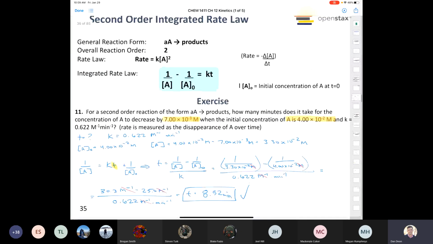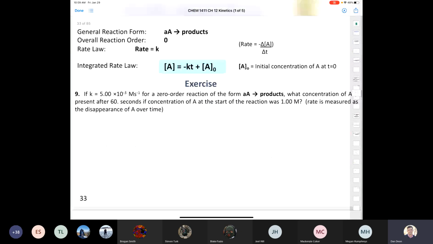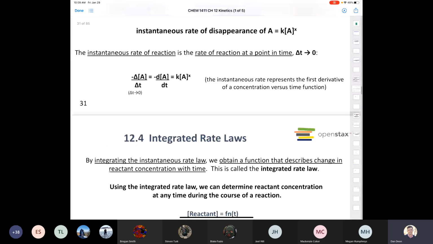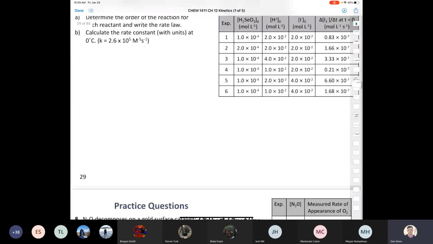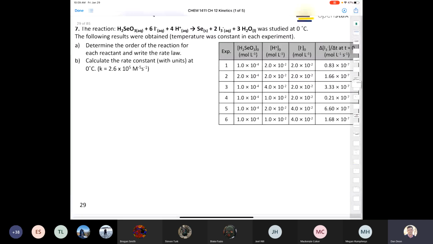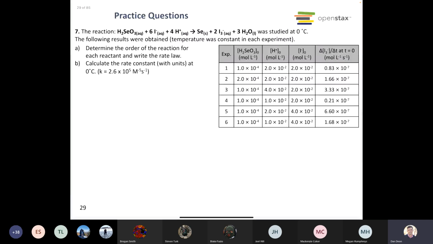And there was a question. You're going to have to forgive me, it's going to take me a second to find it. But there was a question on this one here, the method of initial rates. We didn't do this one, and it's kind of a long one. I wanted to give this one a shot. I'll give you a second to look at it.